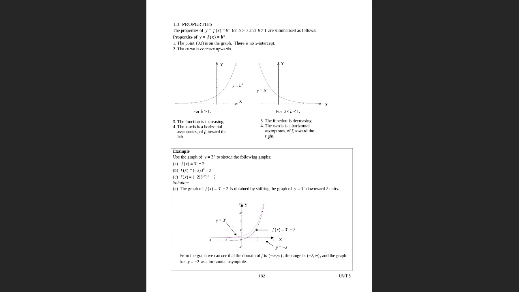Here the base is b. But your base cannot be 1, and your base cannot be negative. Your base is always greater than 0, always positive, but it cannot be 1. So here, if your base is greater than 1, your graph is an increasing function. And if your base is between 0 and 1, your graph is always a decreasing function.